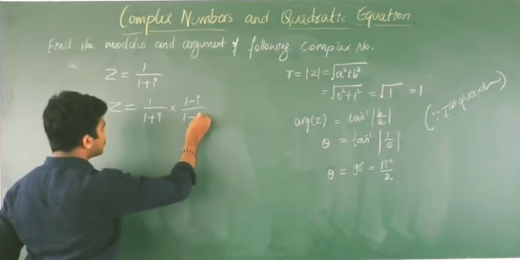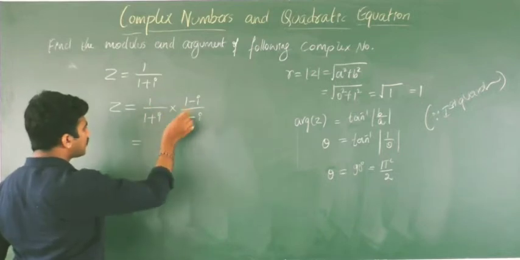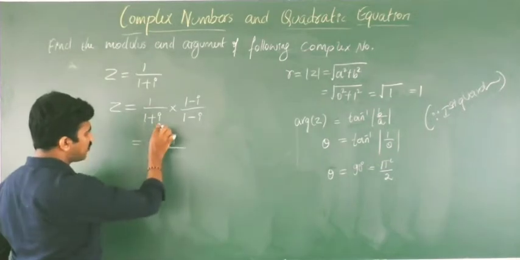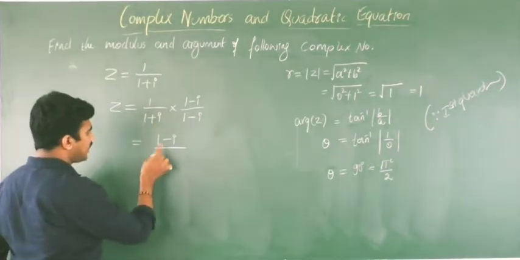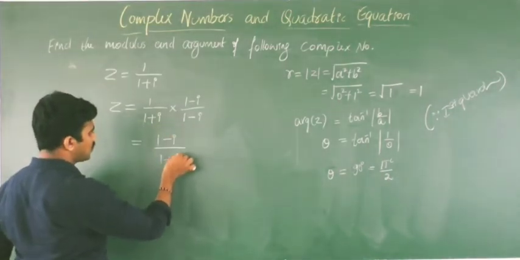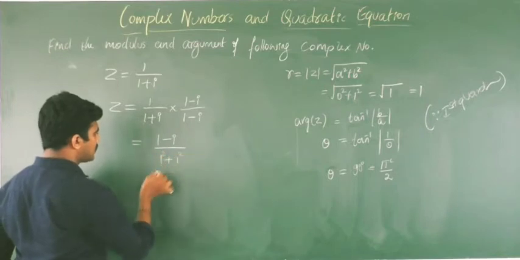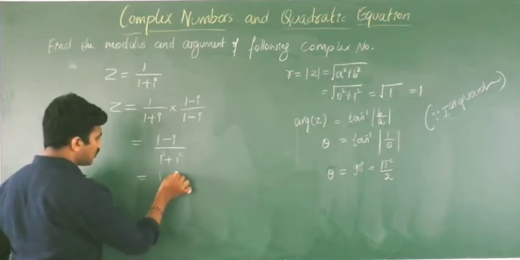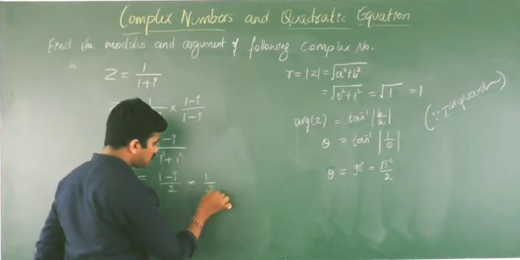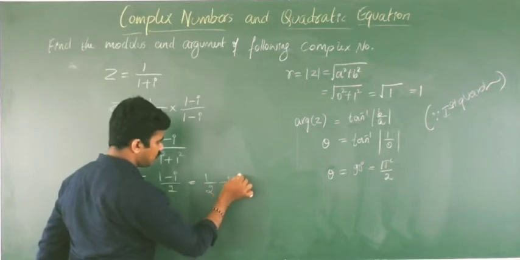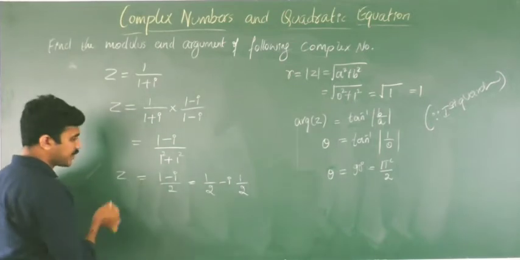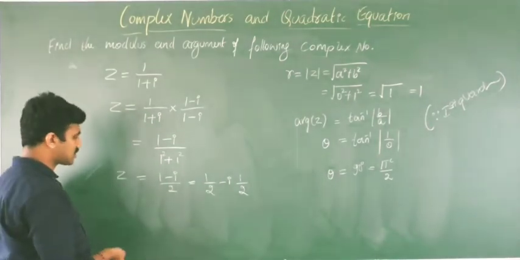divided by 1 minus i. This becomes 1 into 1 minus i, which is 1 minus i, divided by, again this is in the form a plus ib into a minus ib, a square plus b square. a is 1, b is 1, the coefficient of i. So 1 square plus 1 square, this is 1 minus i divided by 2, or this can be written as 1 by 2 minus i into 1 by 2. So this is the simplified form or standard form of the given complex number.